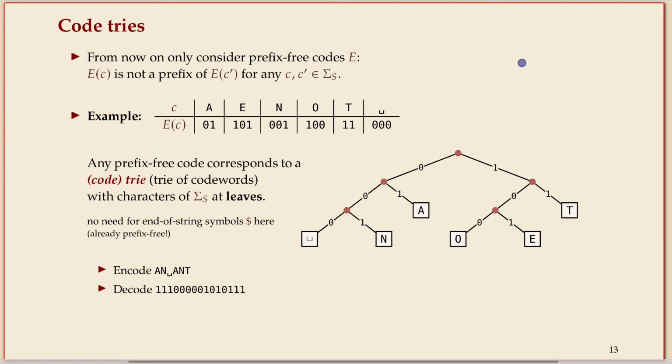If we have a code that is prefix-free, there's a convenient way to represent it graphically, and that's the code trie. So here's another example of a code, and this one is prefix-free. As you may try to check briefly, no code word is a prefix of another code word. And an easy way to check this is to draw the trie. So you just take the code words and build the trie of this set of strings.